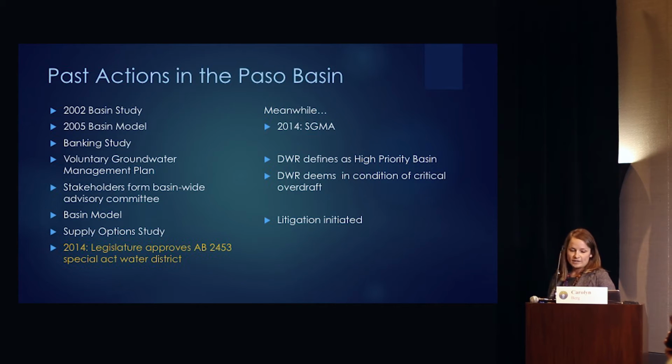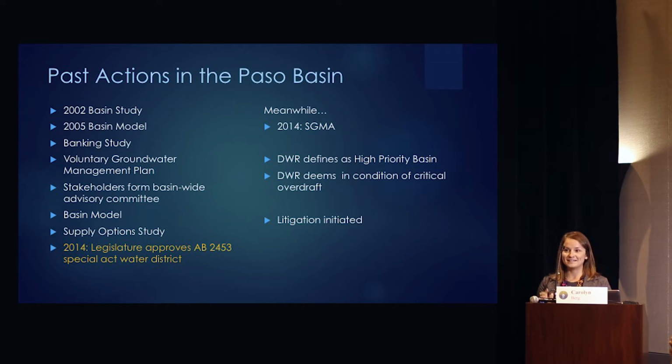And just as a framework, when we talk about governance, there has been a significant amount of technical studies done. So there is a really good understanding of the basin conditions in the Paso Basin and also the larger Salinas Valley. I just called out some of the recent studies over the last 15 years, starting with basin characterizations, building a groundwater flow model, conducting banking studies, and looking at the feasibility of different supply options throughout the basin. And then on top of all these studies, there's also been a voluntary move towards groundwater management planning several years ago and formation of stakeholder advisory groups.